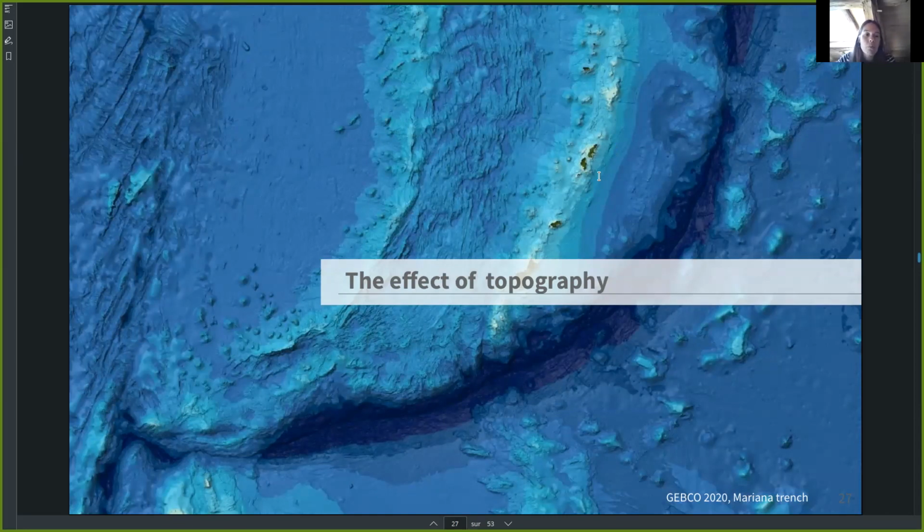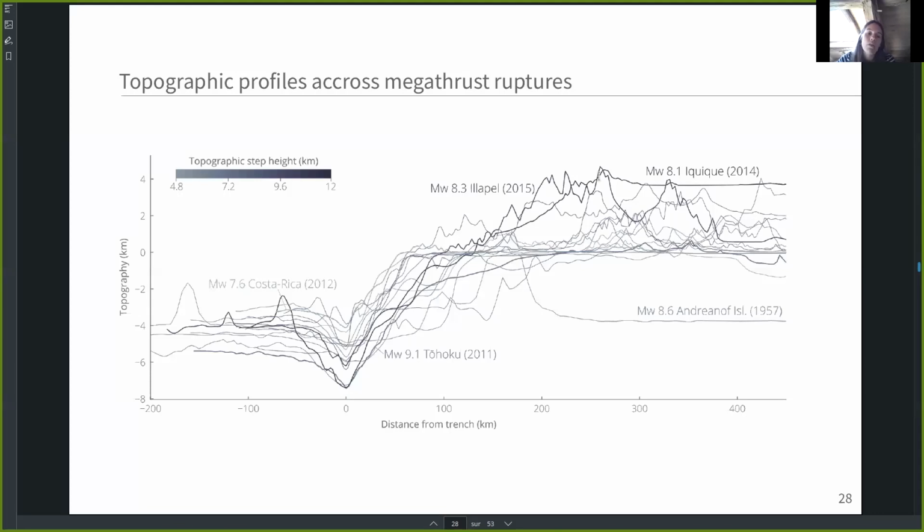You have several topographic profiles which have been drawn across several megathrust ruptures. On the x-axis, you have the distance to the trench. On the y-axis, you have the topography. Each profile is color-coded by the net variation in topography. The smallest variation is 5 kilometers. That's already a lot. But the largest variations are more than 12 kilometers, and this large variation especially occurs in Chile, for instance.